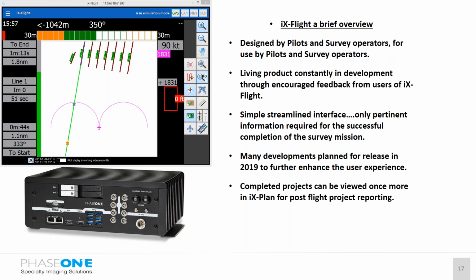So the actual interface itself is a simple, streamlined interface. Only the pertinent information that's required for the successful mission is displayed. So we have on there the distance to start of the run, the bearing to start of the run, distance to the end, cross-track errors, altitude errors. There isn't any information on there that isn't required to successfully pick up the track and fly a successful mission. On top of that, we have many developments already planned for release this year. This will further enhance the user experience in both the flight management and also the post-flight experience.